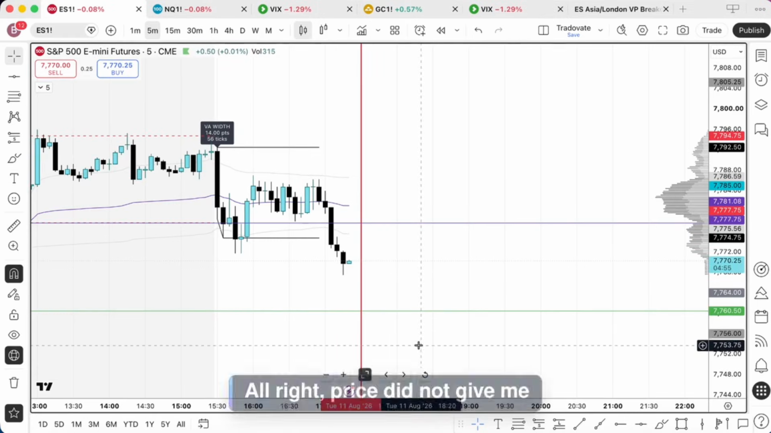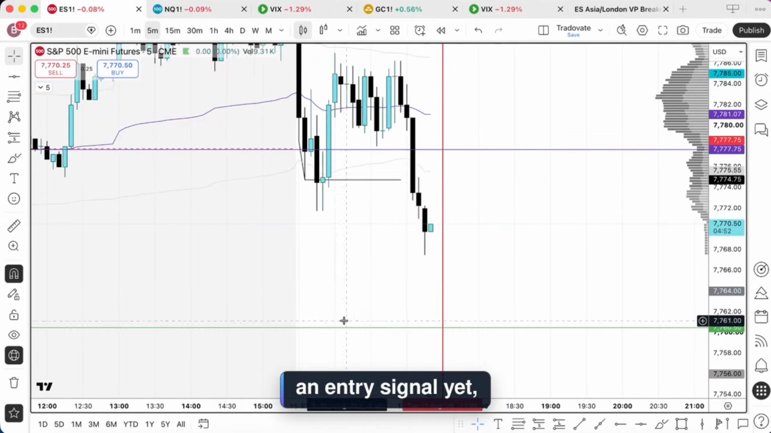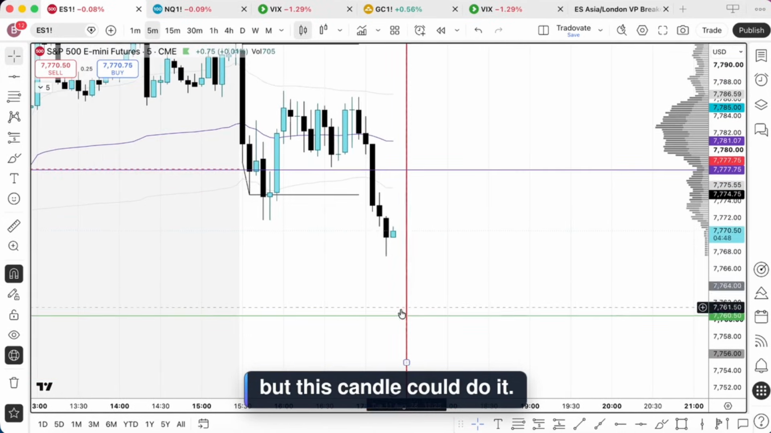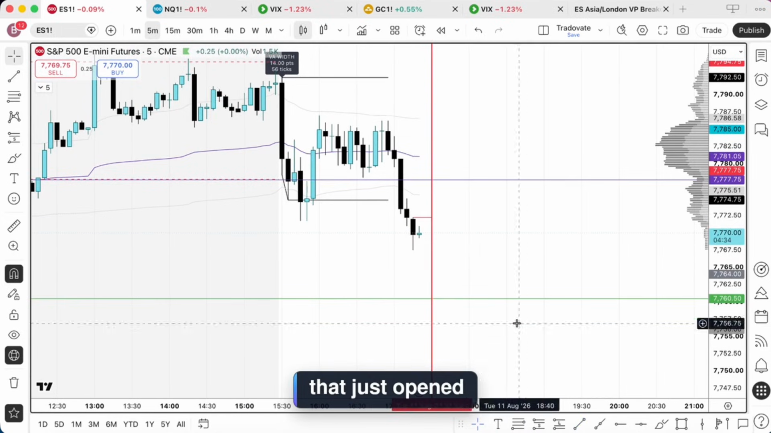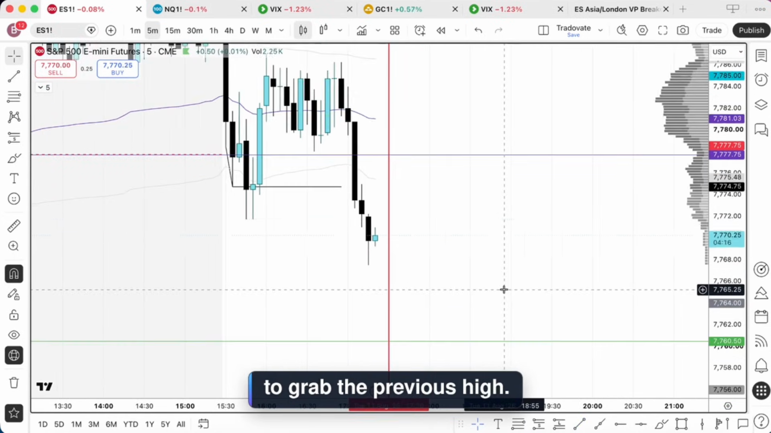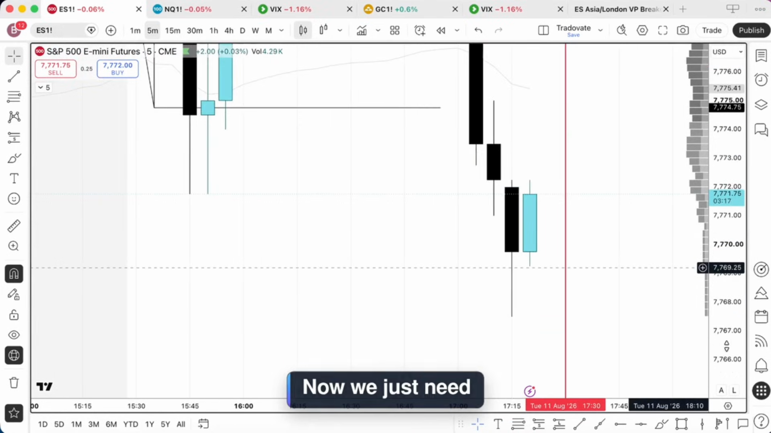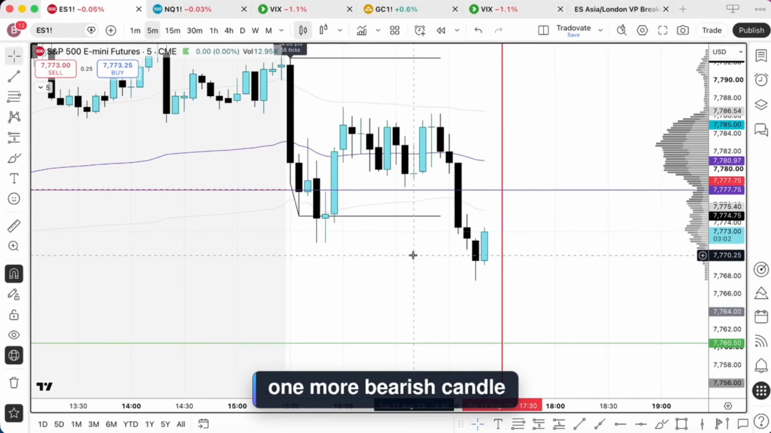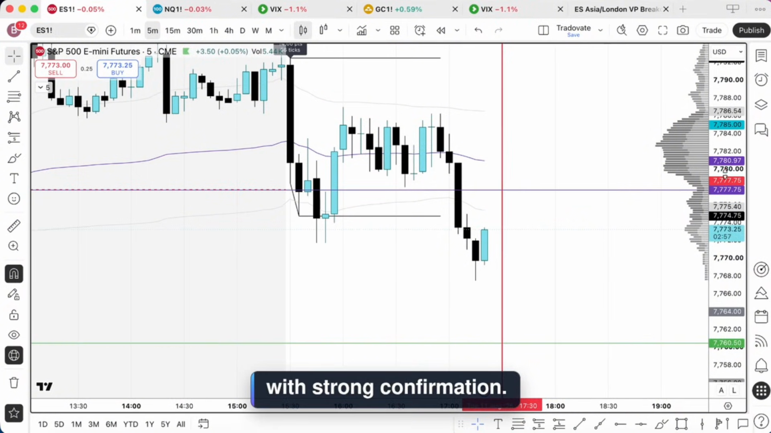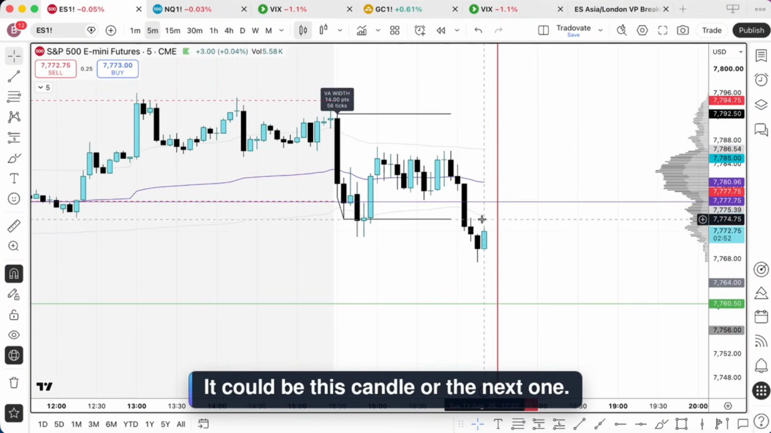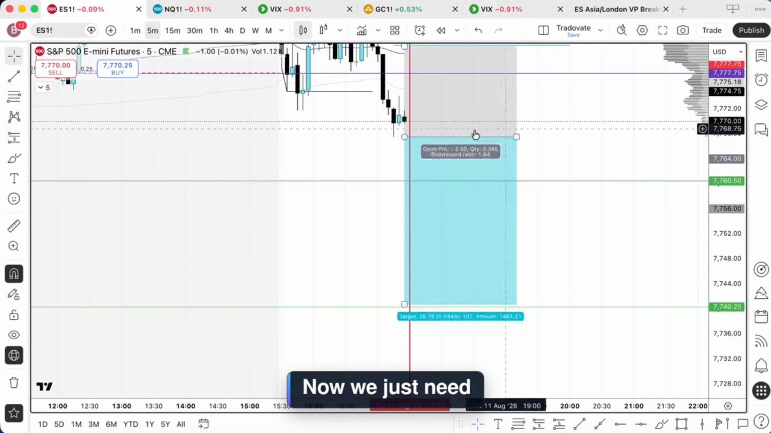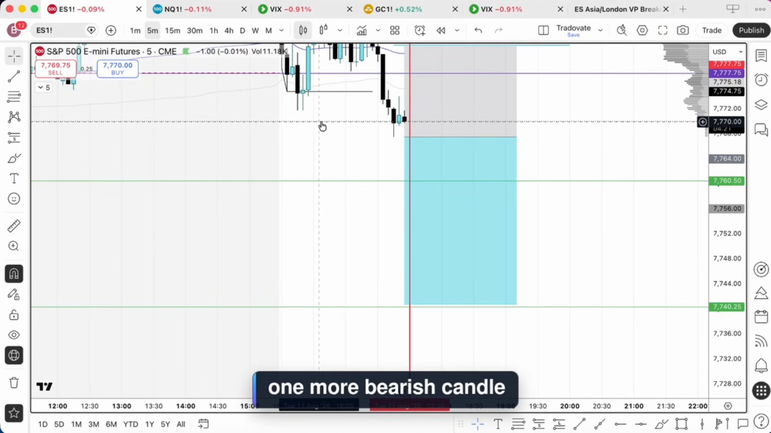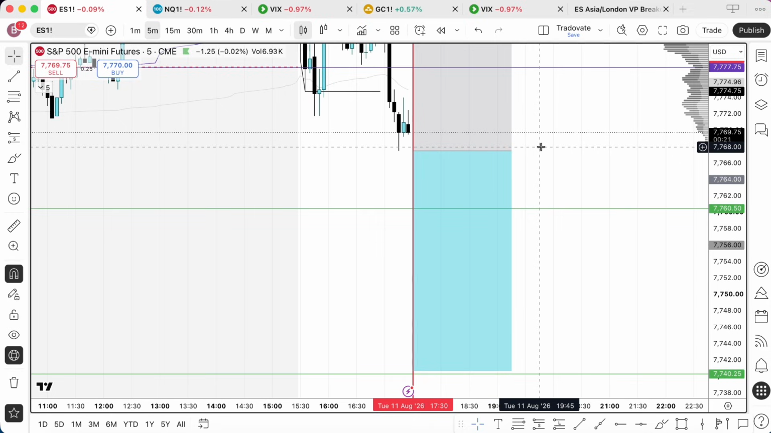All right, price did not give me an entry signal yet, but this candle could do it. So let's just be patient and wait for our signal. We just need this 5-minute candle that just opened to grab the previous 5-minute high. All right, cool. It did grab the 5-minute high. We just need one more high volume bearish candle, which is our confirmation. It could be either the flip of this candle or the next one. All right, the 5 minutes closed and grabbed the previous 5-minute high. Now we just need one more bearish candle with decent volume, closing bearish.